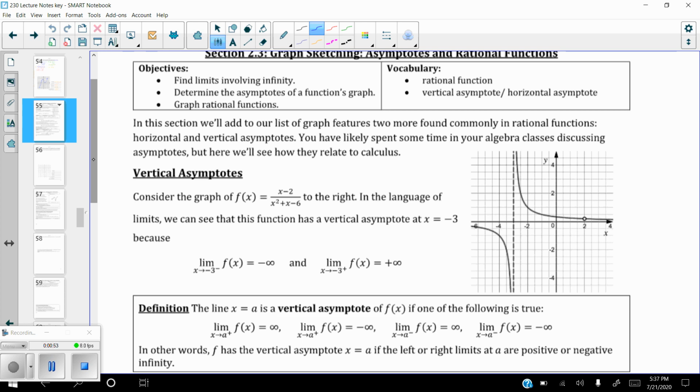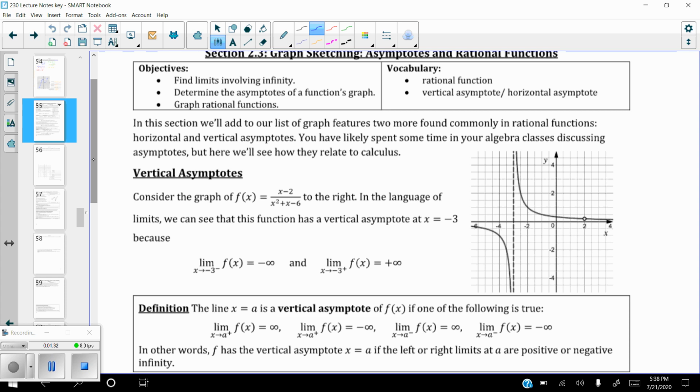Our vocabulary is rational function, which we have heard before, vertical asymptote, and horizontal asymptote. Okay, all those things are terms that we've probably heard in algebra classes before. So in this section, we're going to add this to the list of features for rational functions specifically. So what's a rational function? A rational function is just a function in which a polynomial is divided by another polynomial. Okay, no root functions, no trigonometric functions, no exponentials, no logs, none of that stuff. It's just got to be a polynomial divided by a polynomial.